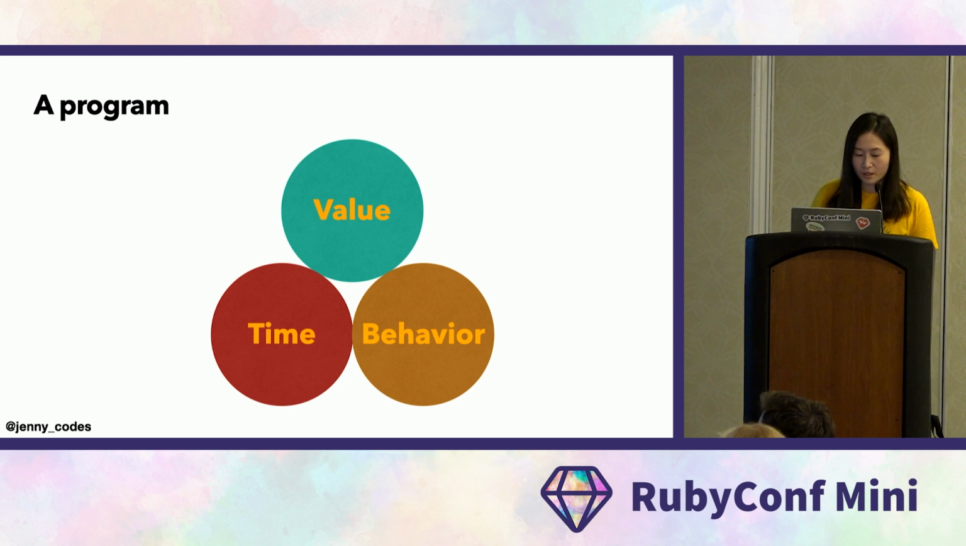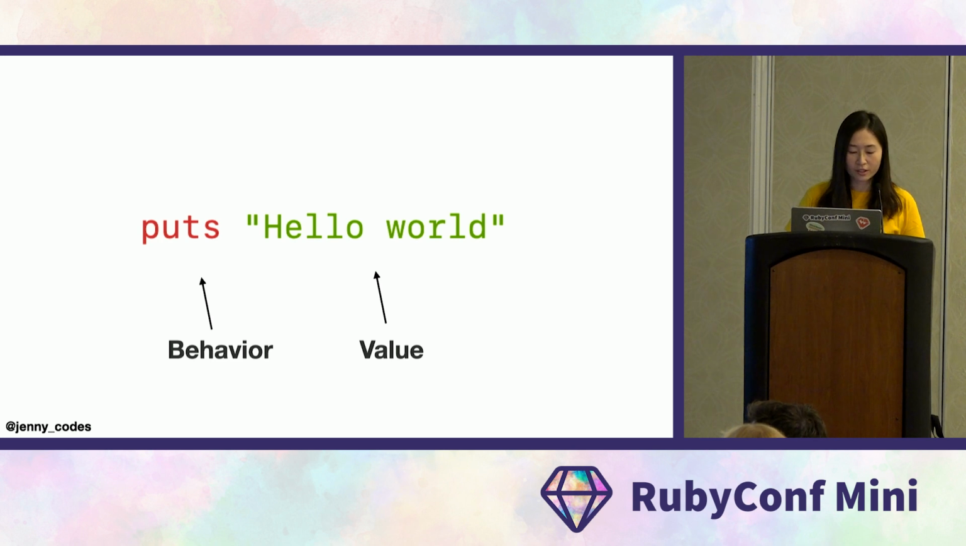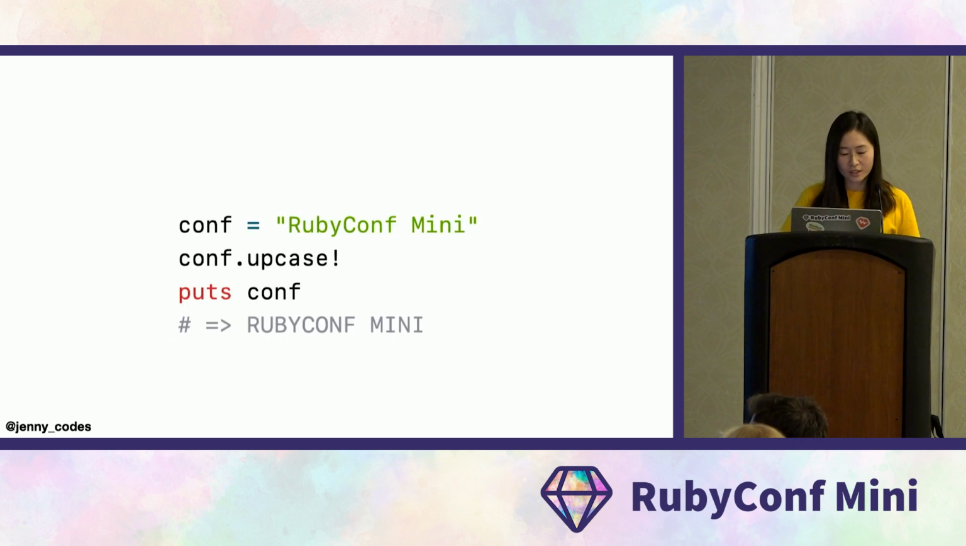There are 3 elements here that constitute a program: value, behavior, and time. To see what I mean, we can look at an example. So here we have a function puts that prints out the string hello world and returns nil. We see 2 things: behavior and value. Behavior is the verb, the decisions, and value is something that holds data.